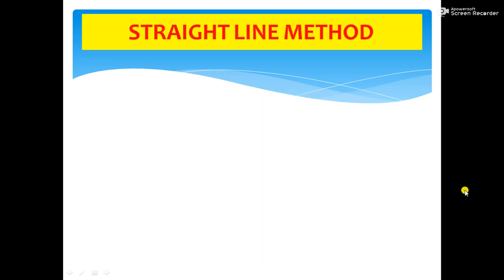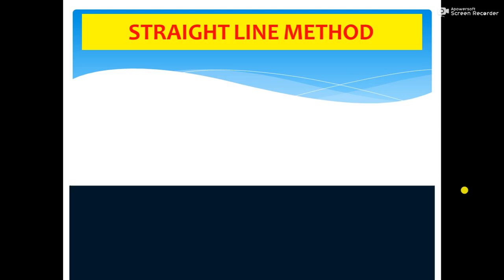Friends, next we'll discuss methods of depreciation. The first method is the straight line method. This method is also known as the fixed installment method. Why is it known as the fixed installment method?